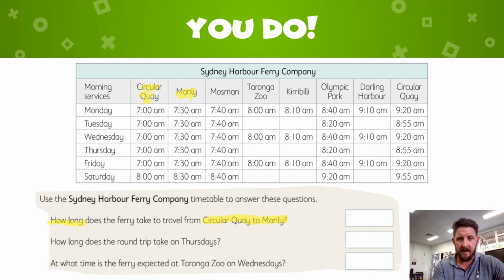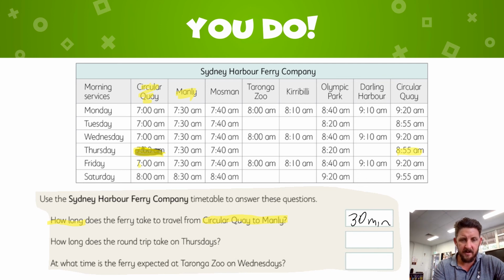All right, great to have you back. Let's have a look. Circular Quay to Manly, we know it would be 30 minutes. How long does a round trip take on a Thursday? Well, let's have a look at the Thursday round trip. So we know that round trip means, wrong pen. 7 o'clock on Thursday, and it gets back at 8:55.